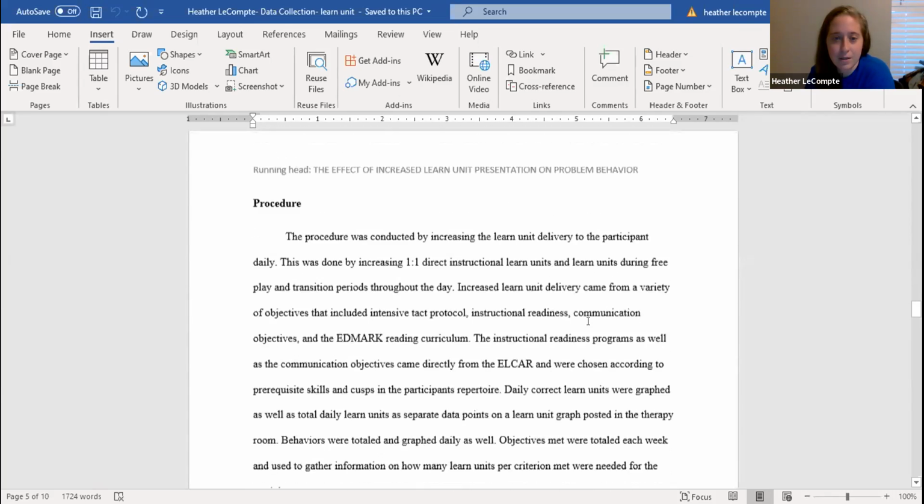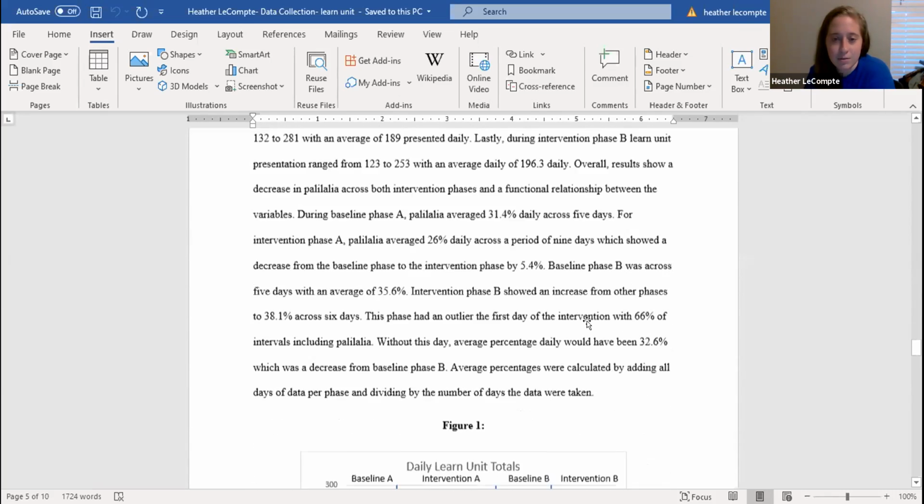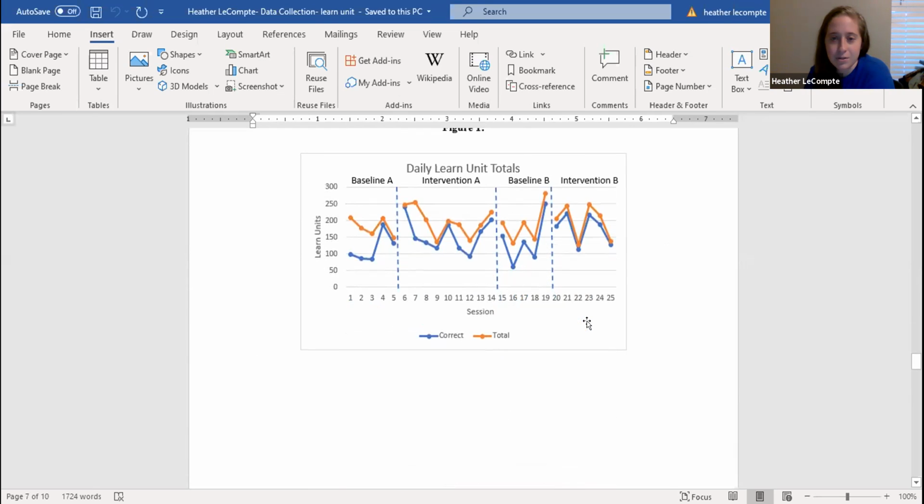And then here are my results. This is the learn unit totals. As you can see, it's really not where I wanted it to be as far as increasing, but the average overall did increase. So I had 2 baseline phases and then 2 intervention phases.